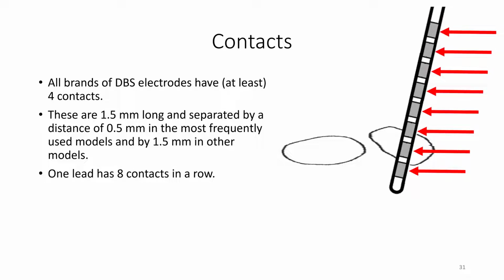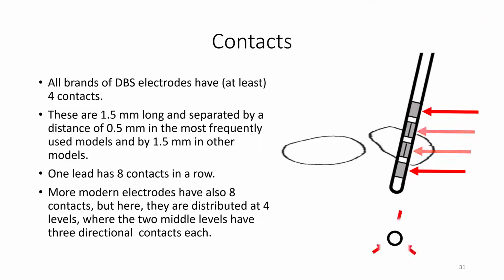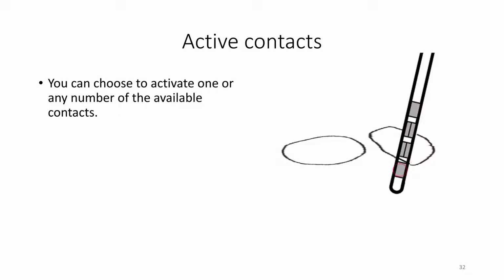Previously, all contacts have been ring-shaped and placed along the axis of the electrode, letting the current pass in all directions. But today, we also have directional leads, enabling us to move the field of stimulation away from the axis of the electrode. You can choose to activate one or any number of the available contacts.